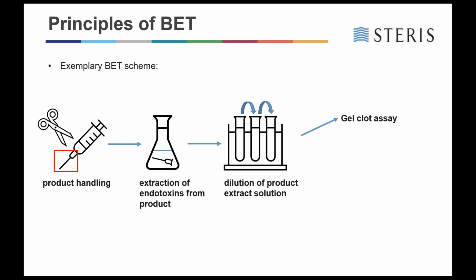And there's 3 assays that we will follow. So one would be the gel clot assay. The second would be a kinetic turbidimetric assay. And the third would be a kinetic chromogenic assay. We'll go into those in a little more detail later on.